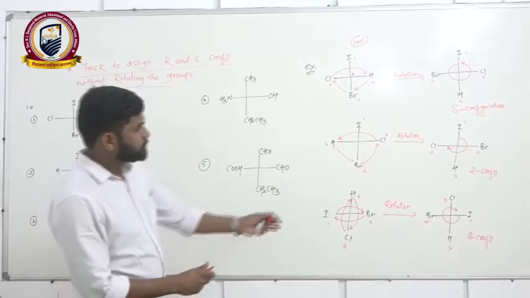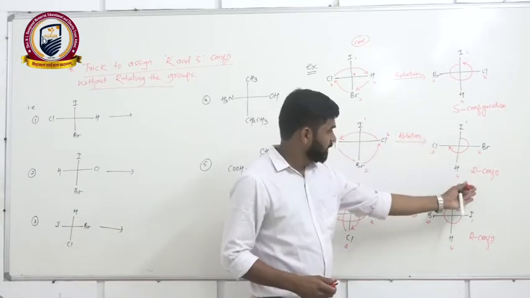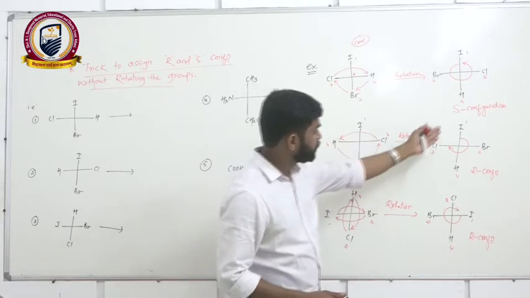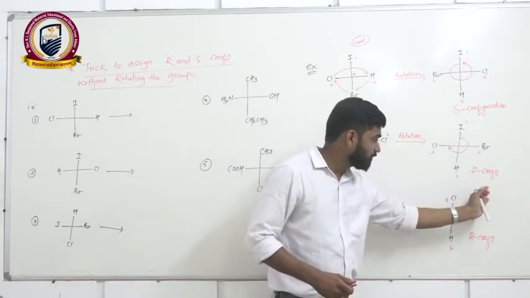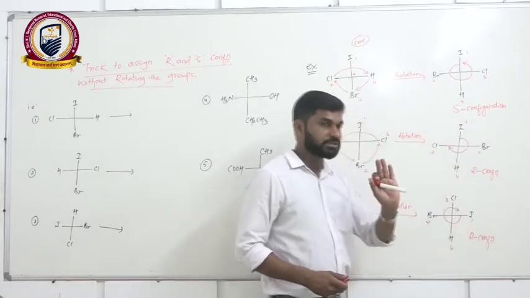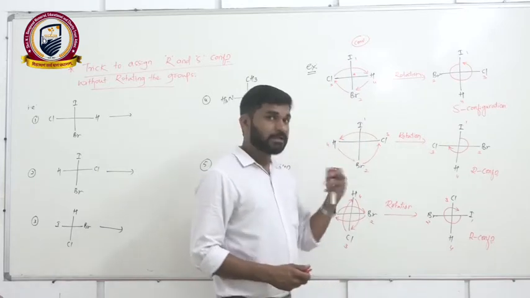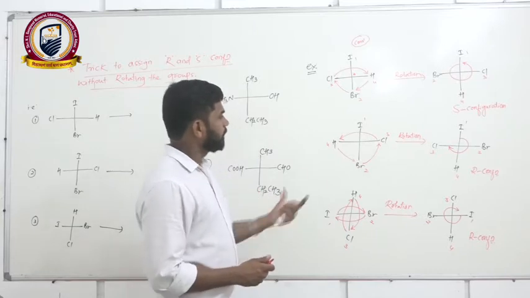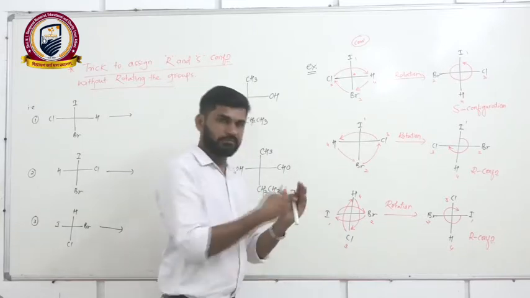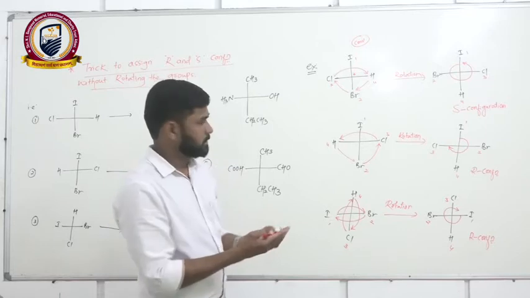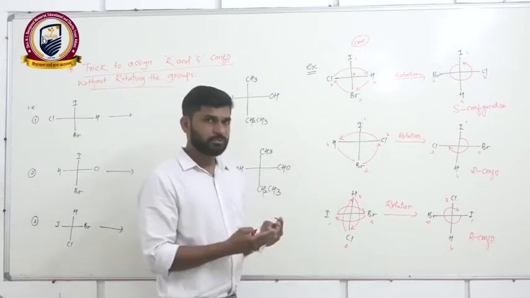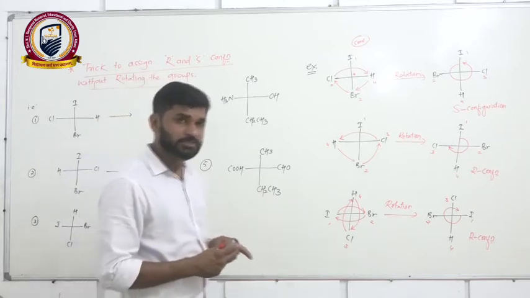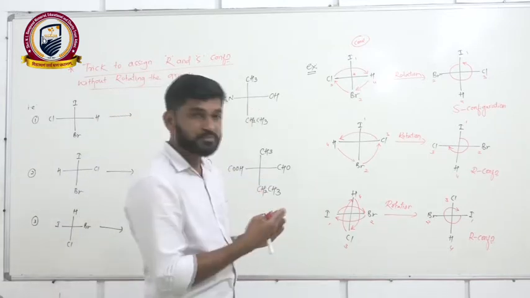So students, we have got the configurations by rotating the groups based on their priority. So S configuration, R configuration, and again R configuration. It consumes a lot of time and it makes difficulties. We have to rotate the groups and assign the configuration, so it makes a lot of confusion. So I'll tell you a short trick to assign R and S configuration without rotating the groups or atoms.